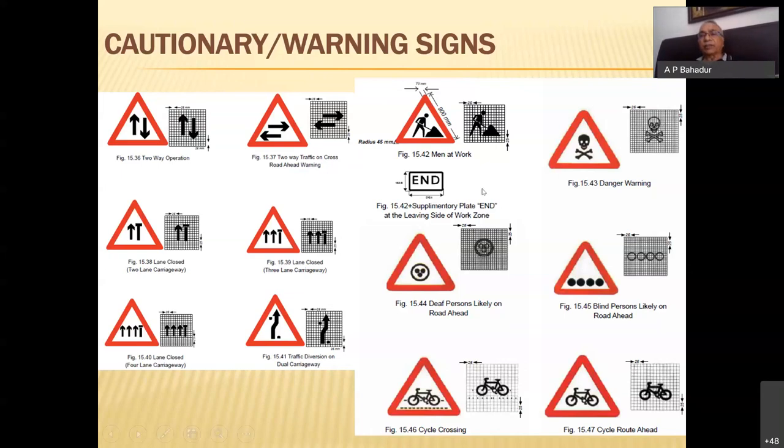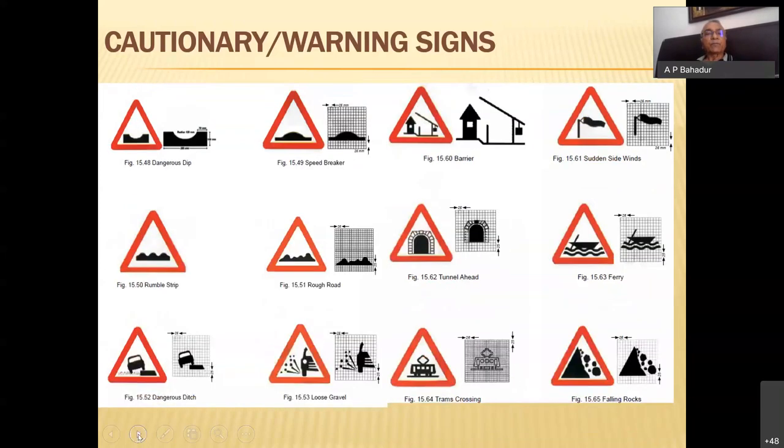So these are some of the newly introduced signs. Deaf persons likely to cross the road ahead, blind persons, this is for cycle crossing, this is for cycle route ahead. This is for a speed breaker, this again is a wrong sign, mostly abused sign, rumble strips, rough roads, dangerous splitting, this is for barrier, this is for sudden speed, tunnel, ferry, tram crossing, falling rocks.